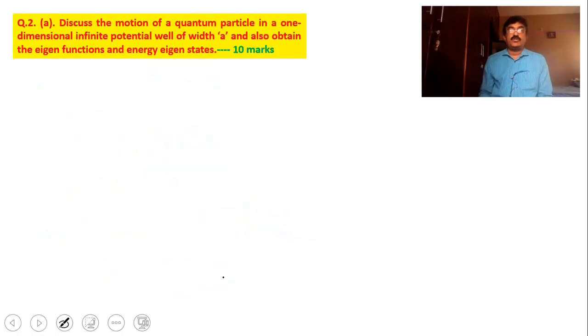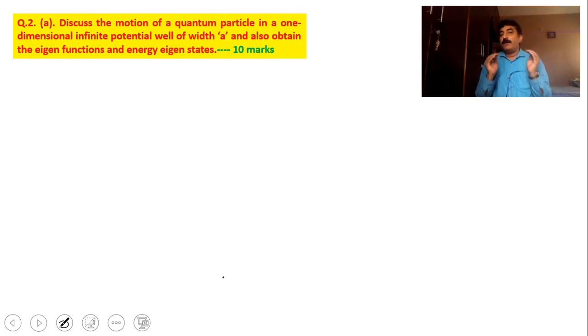Well, let us move on to question number 2. This is a very important question, most expected question. Particle in a one-dimensional box. Discuss the motion of a quantum particle in a one-dimensional infinite potential well of width a. Also obtain the eigenfunction and eigenvalue.